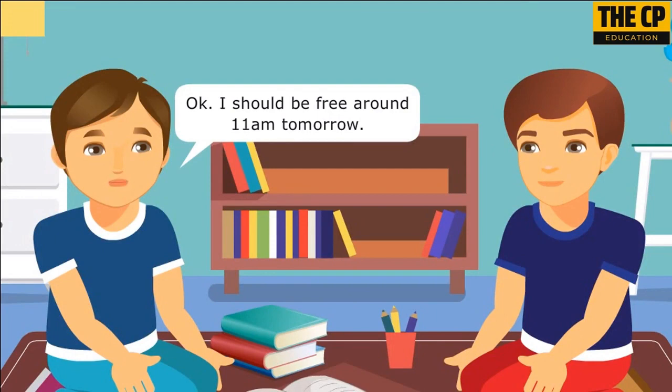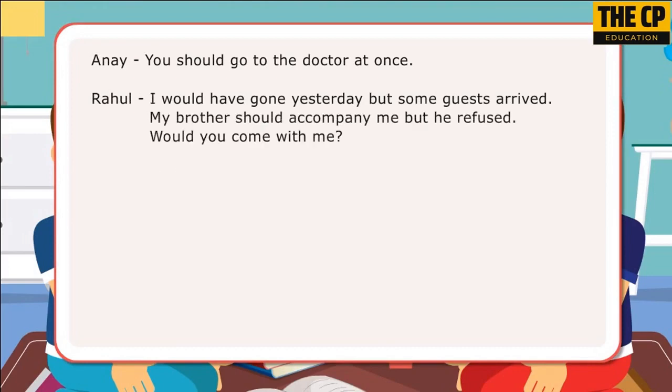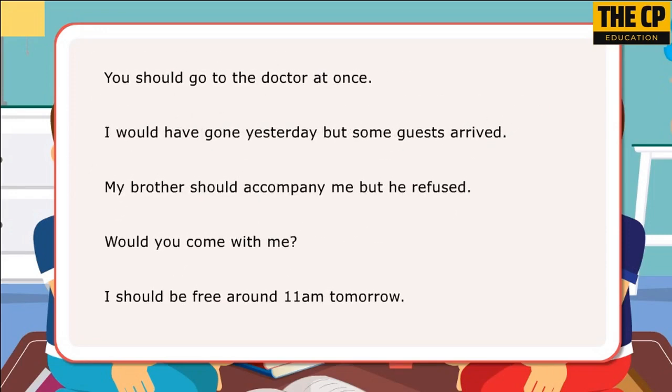In the dialogues, the boys have used would and should to express suggestion or advice, obligation, request, probability, and the past forms of will. Here are examples of sentences with would and should.